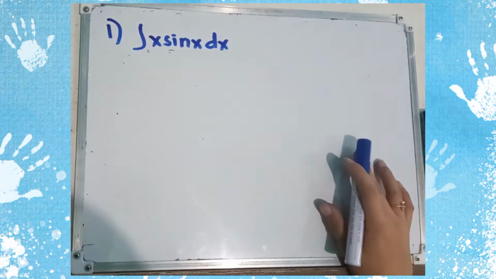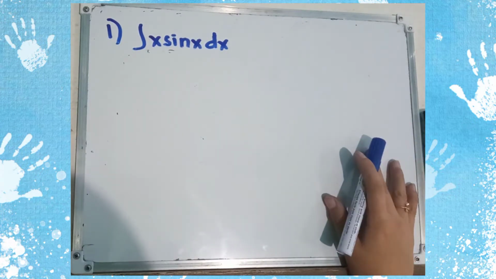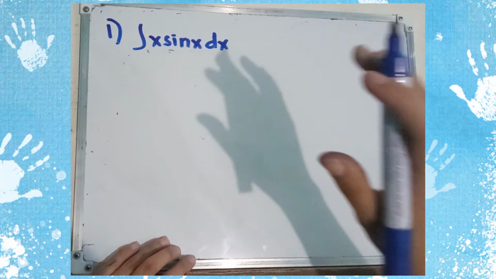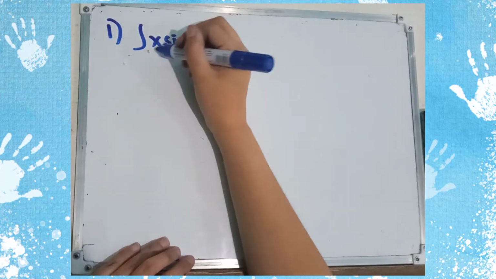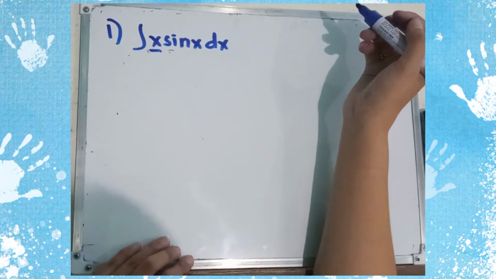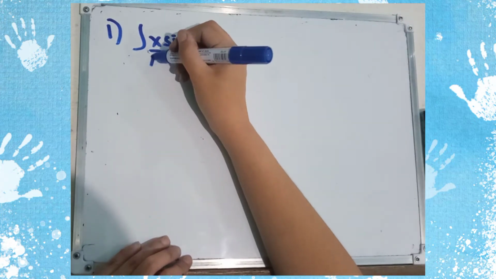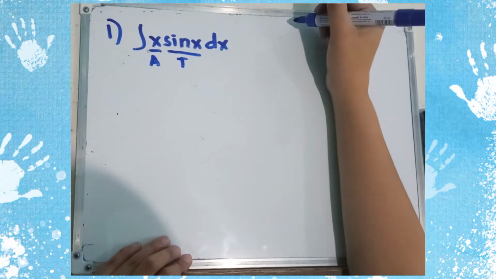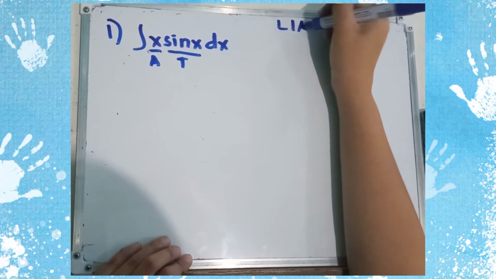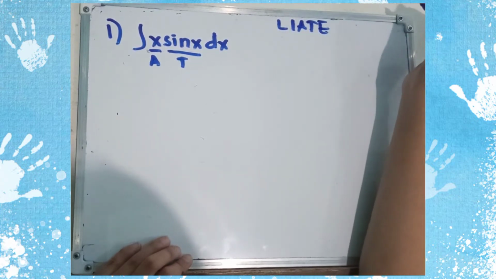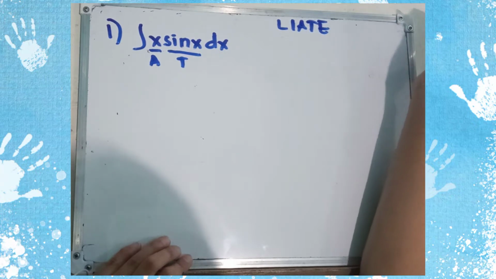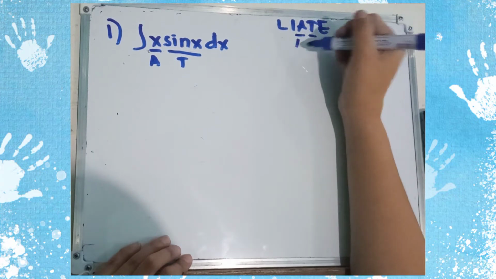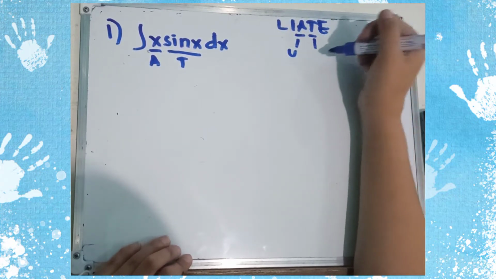Now let's have this example. We have the integral of x sine x dx. If you take a look at this expression, x is an algebraic function, and sine x is a trigonometric function. If we check with our acronym LIATE, A comes first before T. So A will be our u, and T will be our dv.